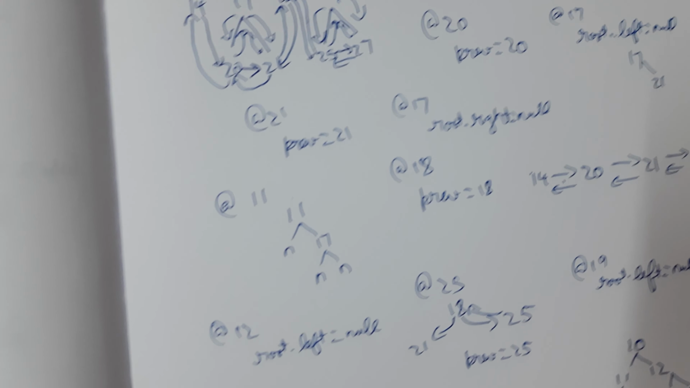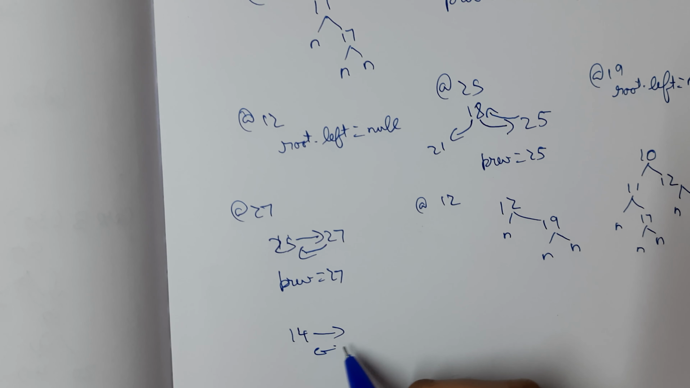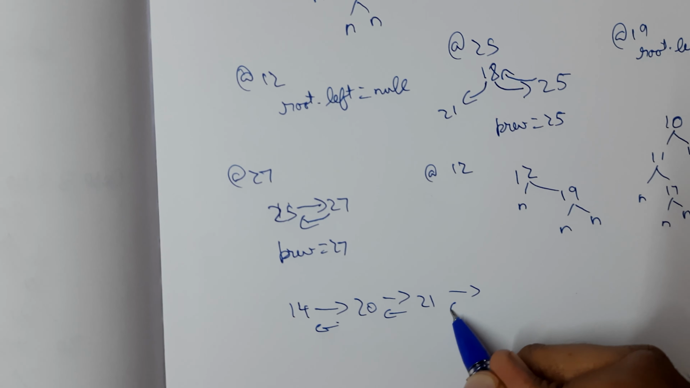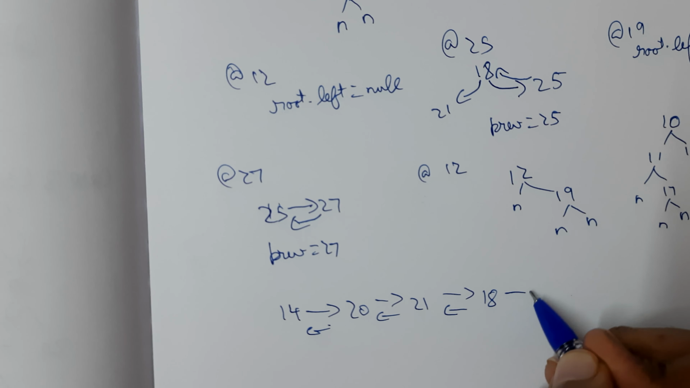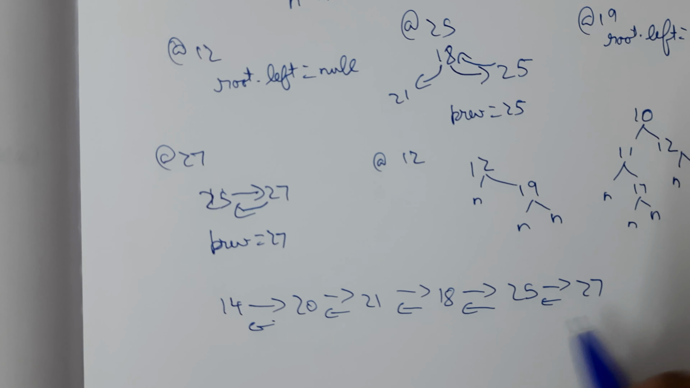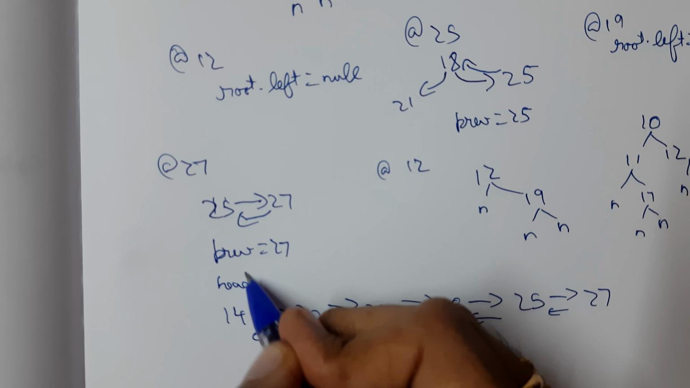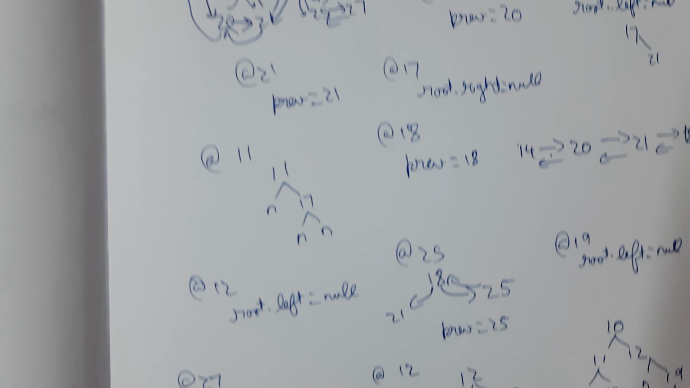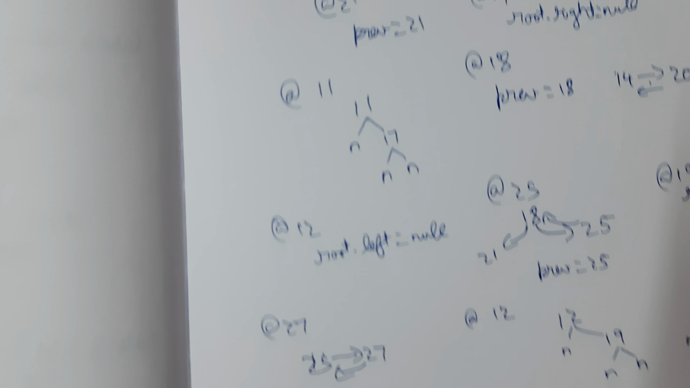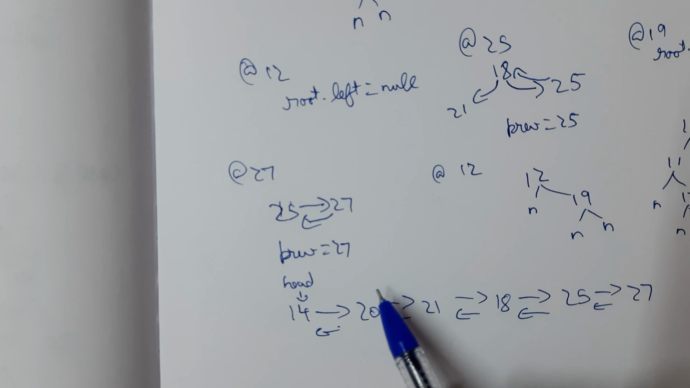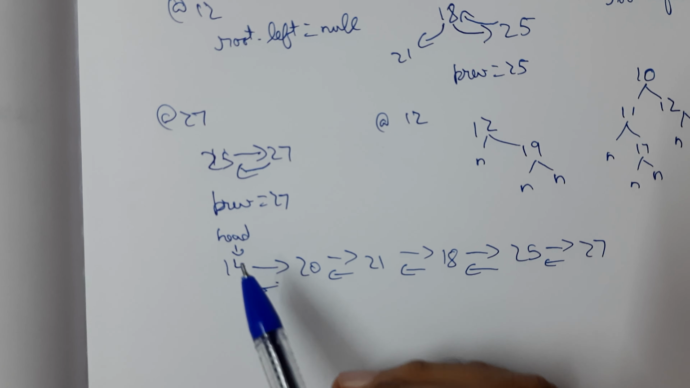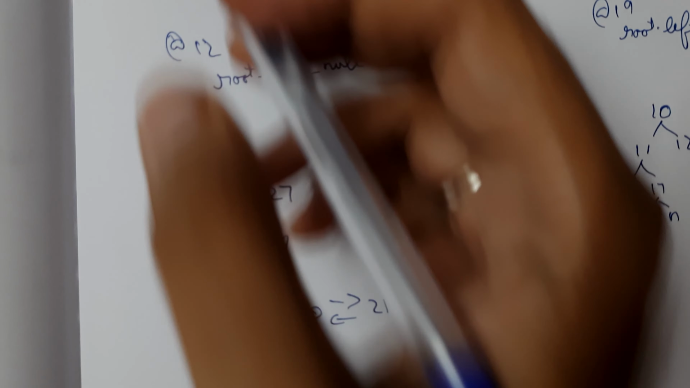So the final doubly linked list will be 14, 20, 21, 18, 25 and 27. The head pointer, as we saw in the first iteration, will be 14. You can use this head pointer to traverse the entire doubly linked list by doing head dot right, and by iteratively going through the entire doubly linked list. So this is how we extract all the leaves into a doubly linked list.